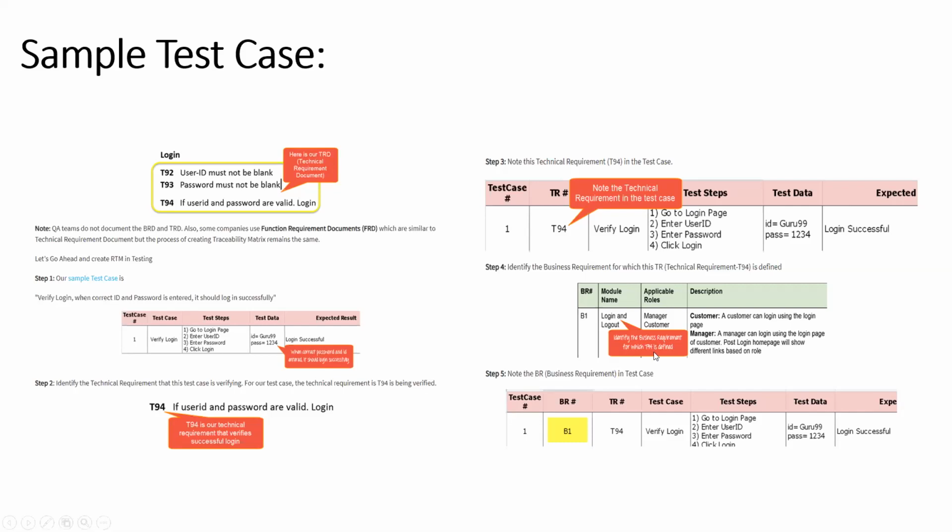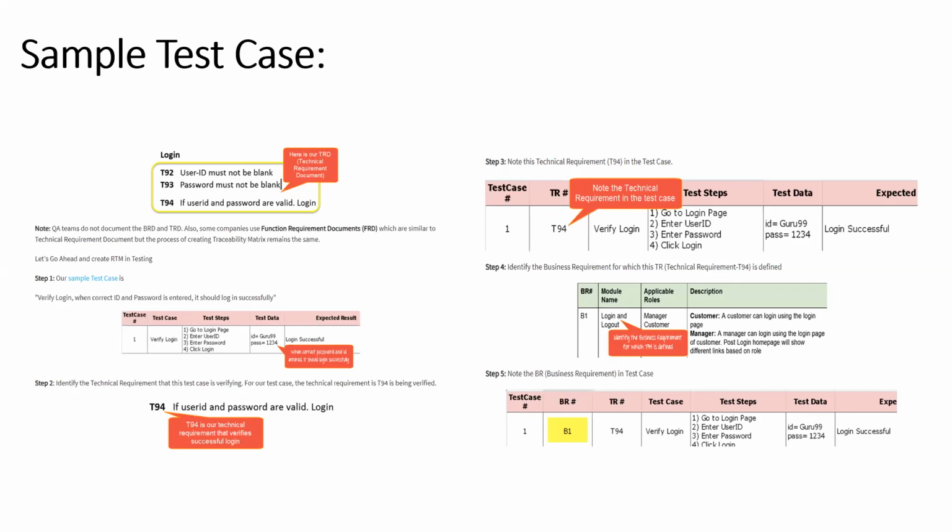If you could see on the right hand side, it says BR B1. Module name is login and logout. Applicable roles is a customer login. Description, a customer can log in using this page. So maybe they are doing two things. One login is for a customer, one login is for a manager. So they are trying to keep a track of what is a customer login and what is a manager login.